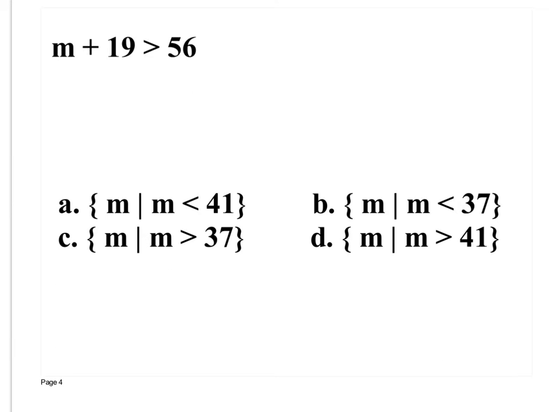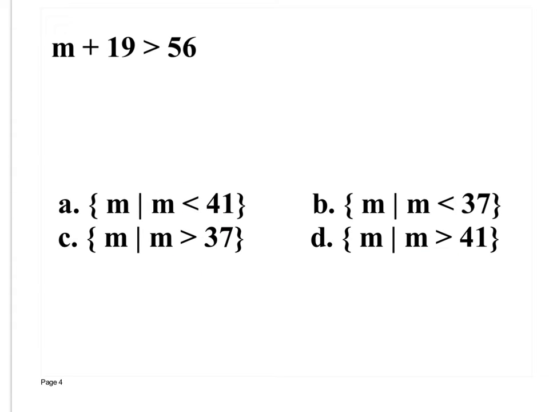So you might see a problem like this. This is just a multiple choice question, and the answers are in set builder notation. Again, set builder notation. This is actually how you read it: the set of all numbers m, such that m is less than 41. Just a fancy way of writing it. Really, all you've got to do is look at what's over here on the right side of that line.